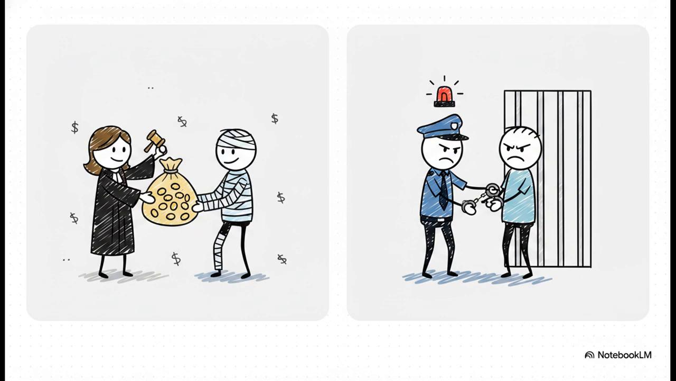A crime, on the other hand, is a public wrong. The focus shifts from the victim to society as a whole stepping in to punish the offender. That means fixed penalties, like fines paid directly to the state or even mandatory jail time.